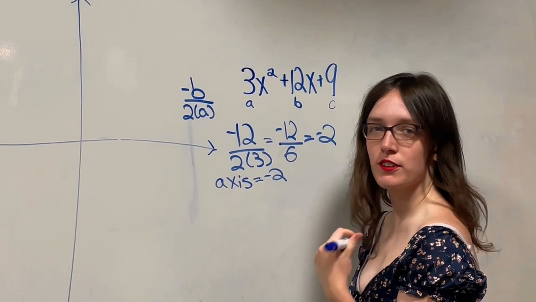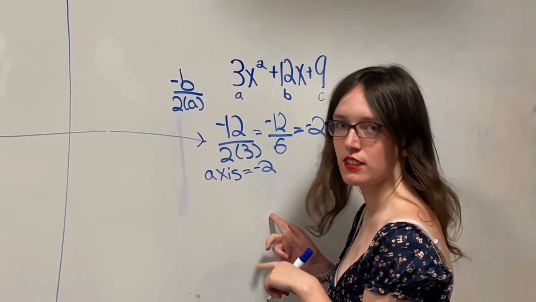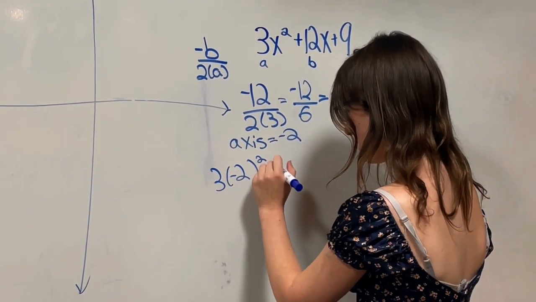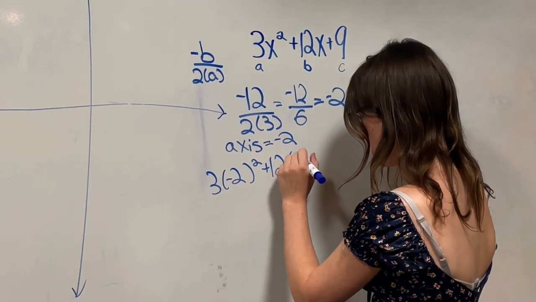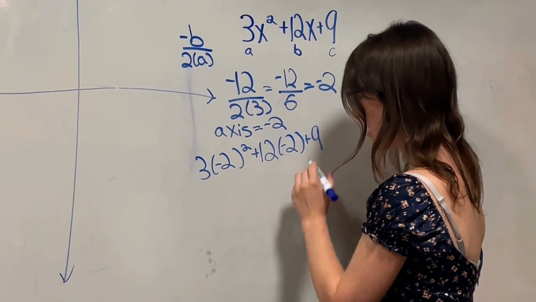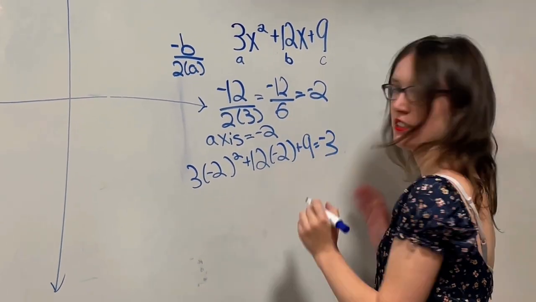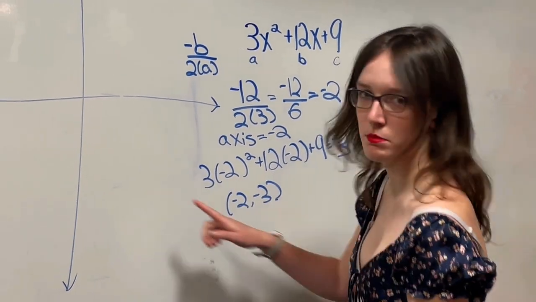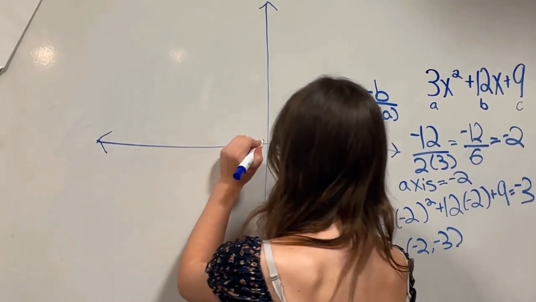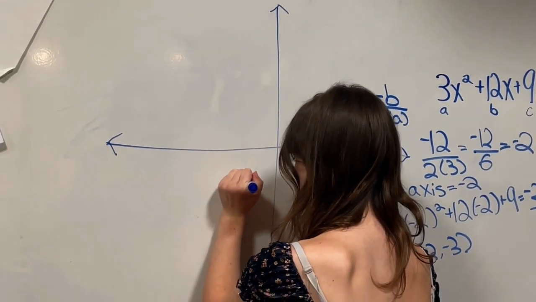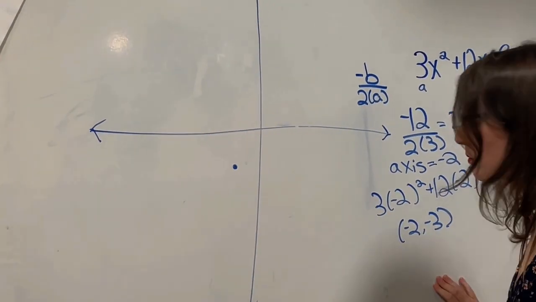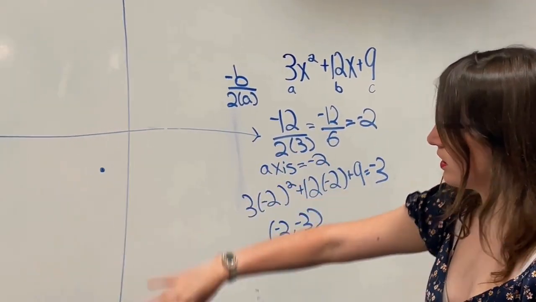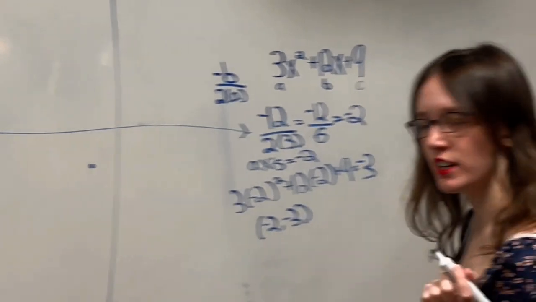So negative 2 is our axis. And now to find the other part of our vertex, we would plug negative 2 into the rest of this equation. So we'd go 3 times negative 2 squared plus 12 times negative 2 plus 9. And if you add that up, that is negative 3. So our vertex is negative 2, negative 3. We can put it right there. So now what we have to do is find two or more other points on this graph to find the parabola.